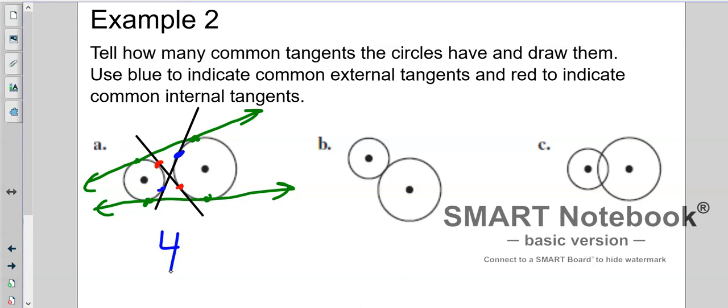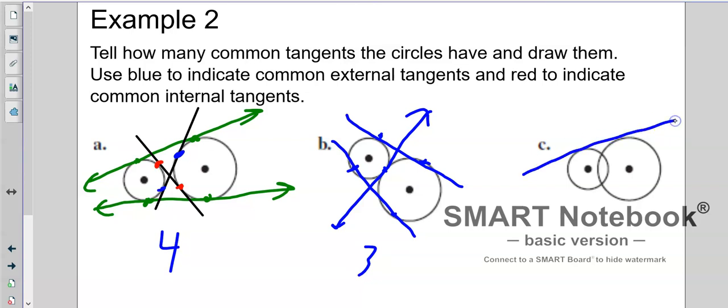Okay. Then on B, since they're already touching, you have one right here, obviously, and then one there and one there. Those are horrible. I apologize. So that's 3. And then on this last one, it would just be these two.